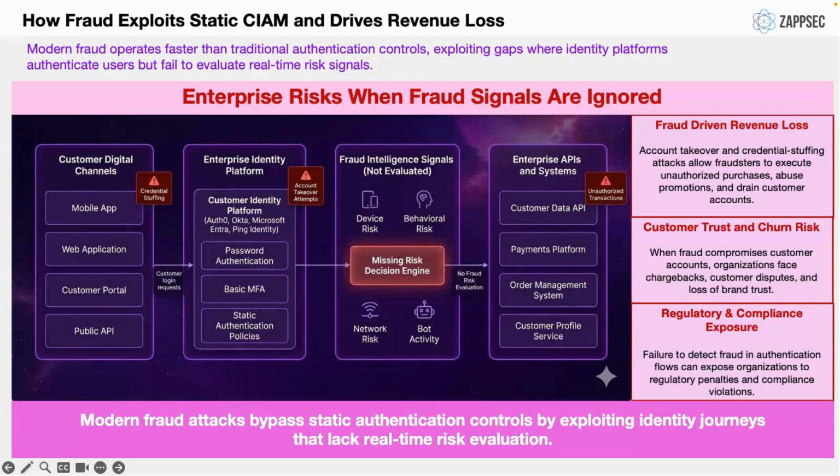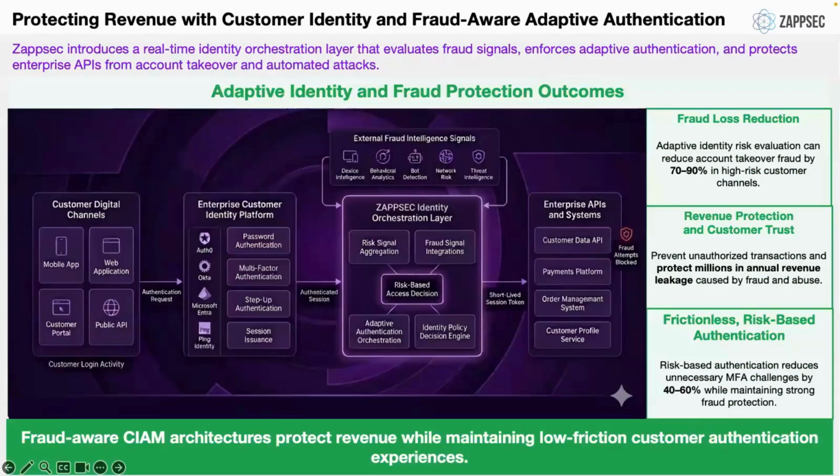Right. So security adds controls that frustrate legitimate customers, and then they still miss the sophisticated attackers. The customers leave, and attackers adapt faster than static policies can respond. Yep. So the shift here is making the identity system the decision layer for fraud-aware customer journeys.